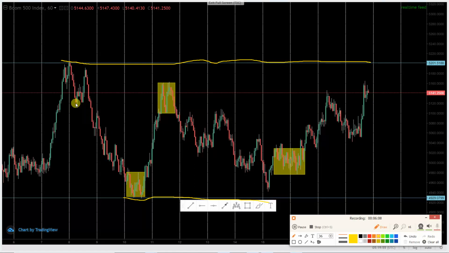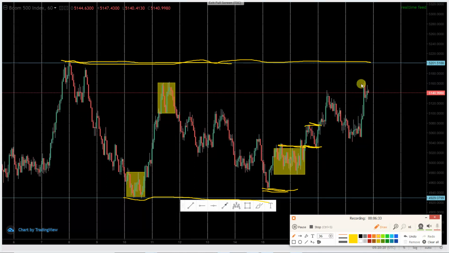So the psychology of the market is that sellers sell at the supply level and buyers buy at the demand levels. Why buy at the demand levels? You buy at this level because the price will be much cheaper than buying at this level. And the same applies to those. You buy at this level because the price will be lower than buying at this level.